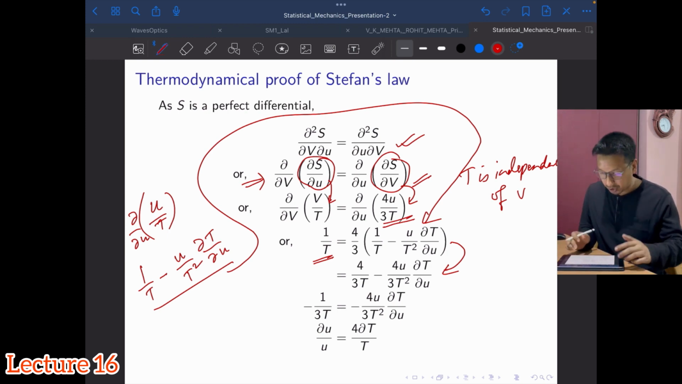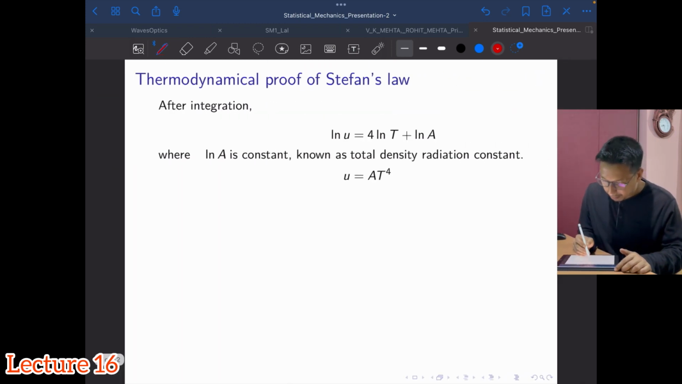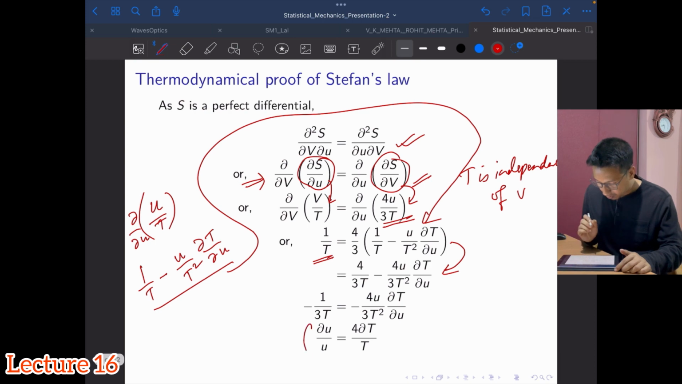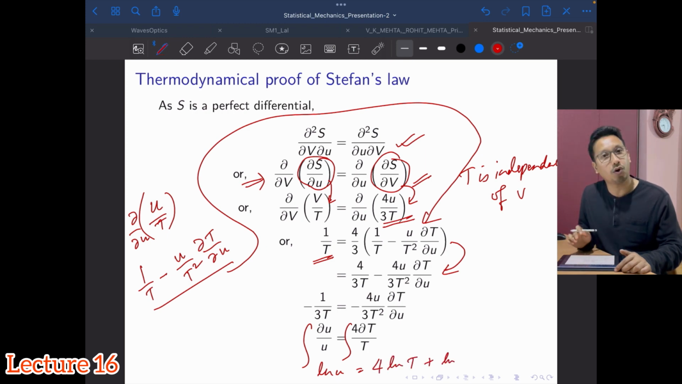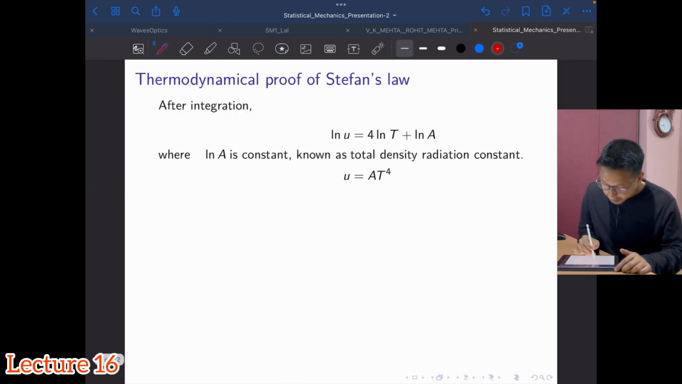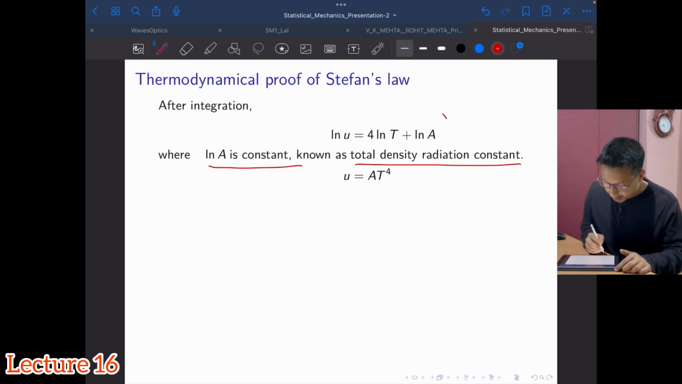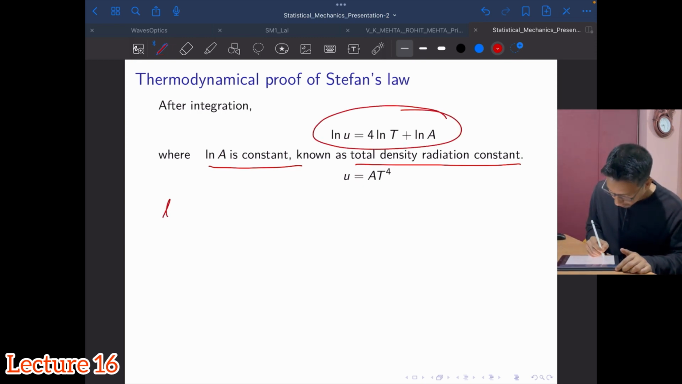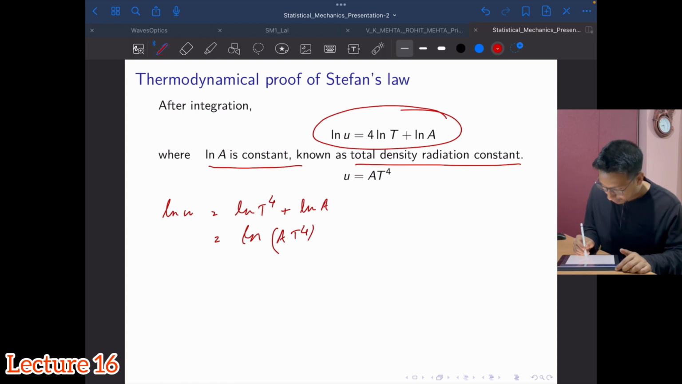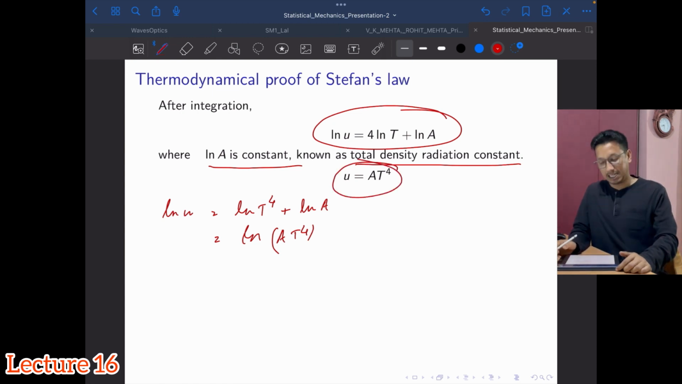Okay, then I will do the integration. After integration, you have to integrate both sides. Then here you will get ln U, then 4, anyway constant, ln T, and then I have to put a constant term which is ln A. The A is a constant which is known as the total density radiation constant, right? From here it is easy to understand, right? Like ln U equals ln T to the power 4 plus ln A, which is equal to ln A T to the power 4, and if I compare both, then I will end up getting U equal to A T to the power 4.